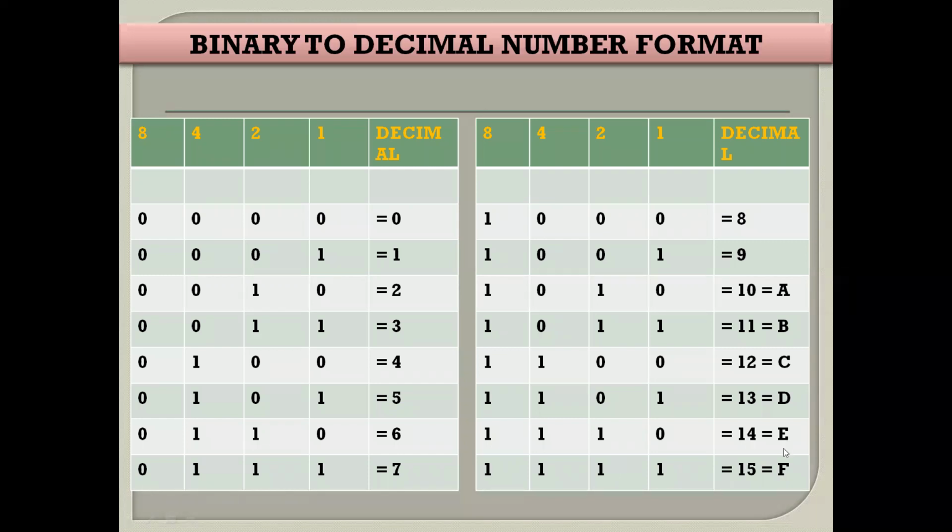Okay. If I ask you to represent E, what is the value of E? 14. Then how can we calculate this 14? 8 plus 4 is 12, 12 plus 2 is 14. So these 3 bits are 1 and this last bit should be 0. If I ask you to represent 12, that is C, how can you represent it? It is 1100. So if I ask you to perform the addition of A and B, then you have to write the value of A as 1010 and the value of B as 1011.